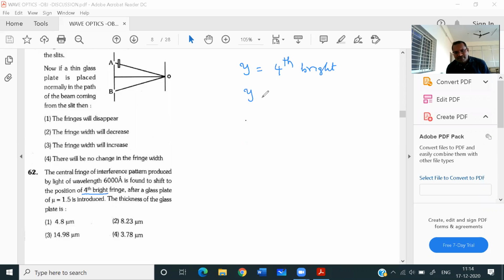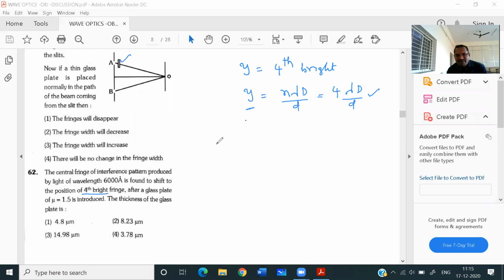So what is this fourth bright? Y maximum is equal to n lambda capital D by small d. Do you remember? So n becomes 4. So 4 lambda capital D by small d is the distance. It is shifting, and this shift is due to this.